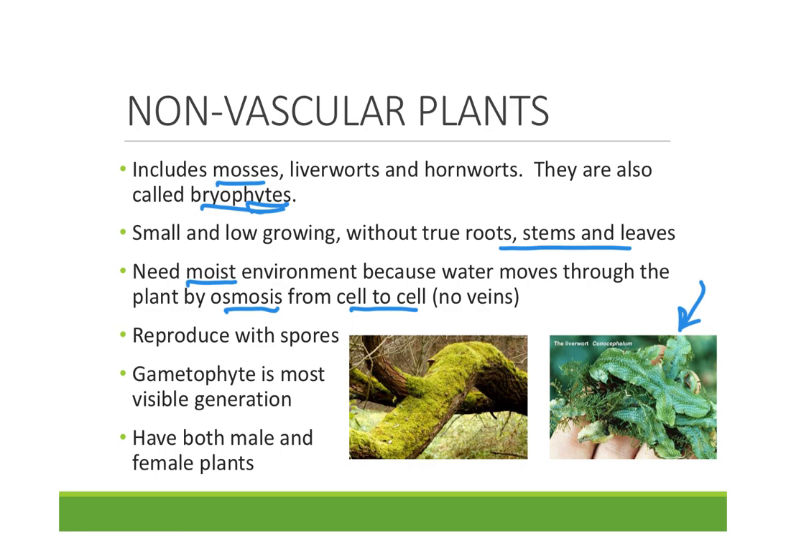Our non-vascular plants reproduce with spores, and the thing that you see above the ground is primarily the gametophyte. So the gametophyte is the most visible generation of the plant when you're talking non-vascular plants. The green moss that you see in the forest is the gametophyte. And there are specific plants that are male or female, so they have male reproductive structures or female reproductive structures, not both on the same plant.